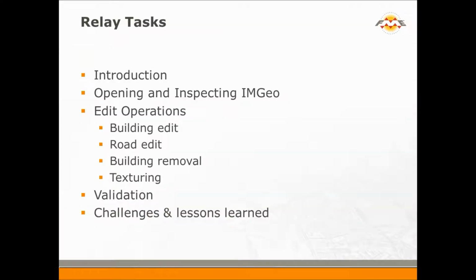So in the relay today, shortly we'll look at opening and inspecting IMGeo data, and then various edit operations like editing building height, road width, and removing a building, changing the underlying surface designation, and some texturing examples. And then we'll wrap up with validation and a brief discussion on some of the challenges and lessons learned.